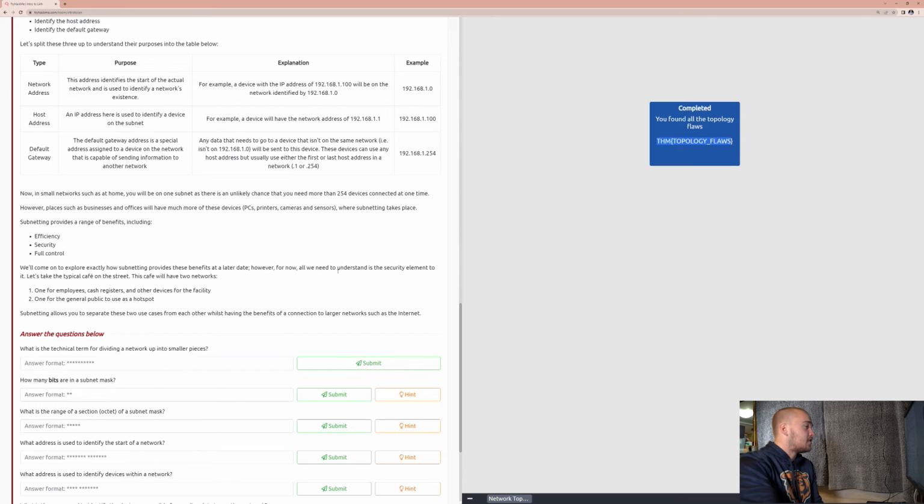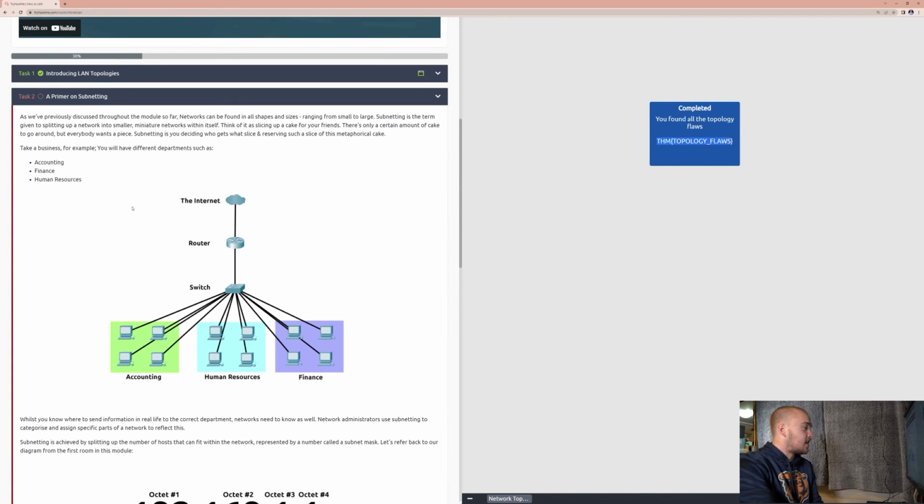However, for now, all we need to understand is the security element to it. Let's take a typical cafe on the street. The cafe will have two networks, one for employees, cash registers, and other devices in the facility, one for the general public to use as a hotspot. Subnetting allows you to separate these two cases from each other whilst having the full benefits of connecting larger networks such as the internet. So right here, you've got an example of subnetting for one entire company that's accounting for accounting, human resources, and finance.